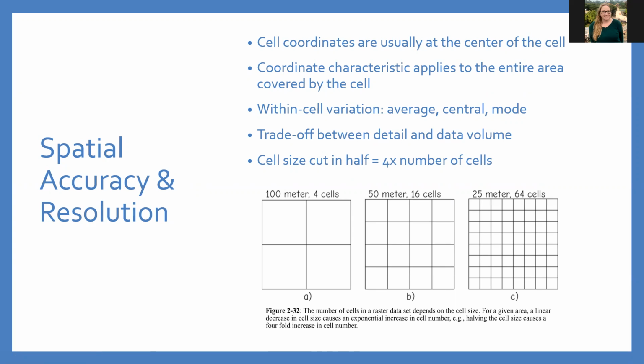The number of cells needed to cover a given area increases 4 times when the cell size is cut in half. Smaller cells provide greater spatial detail, but it can cause the data set to increase significantly in size. That not only increases the amount of space it takes up on your computer, but also drastically increases the amount of time the data takes to process.